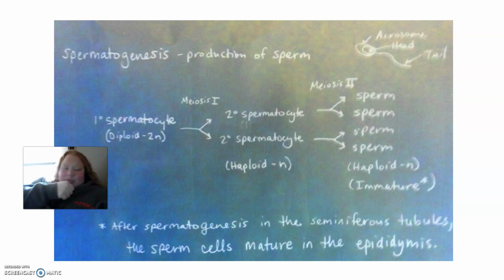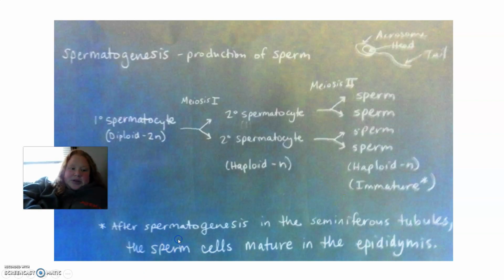It's really good. Okay, so spermatogenesis, you start with your primary spermatocyte. It's diploid. It has 2 sets of chromosomes. It undergoes meiosis 1, and you get secondary spermatocytes, and those are haploid. And then they undergo meiosis 2, and you end up with 4 sperm, all haploid. They're immature until they mature. So it says after spermatogenesis in the seminiferous tubules, the sperm cells mature in the epididymis.